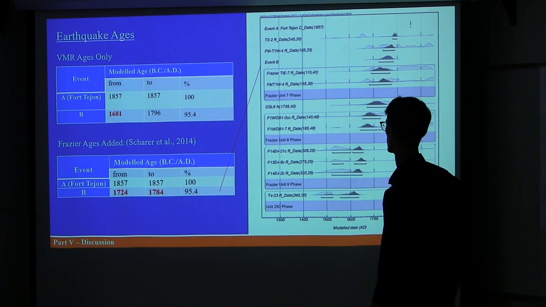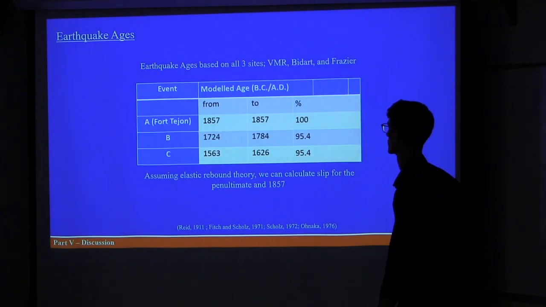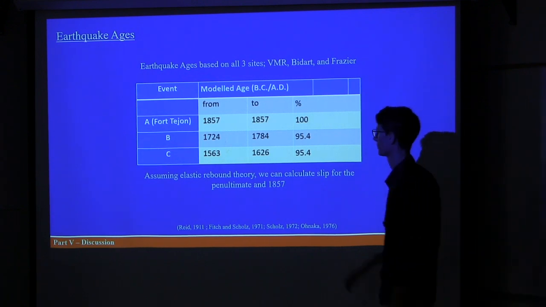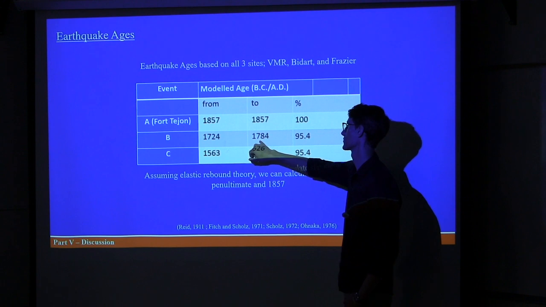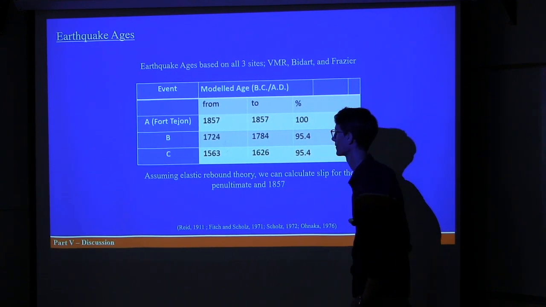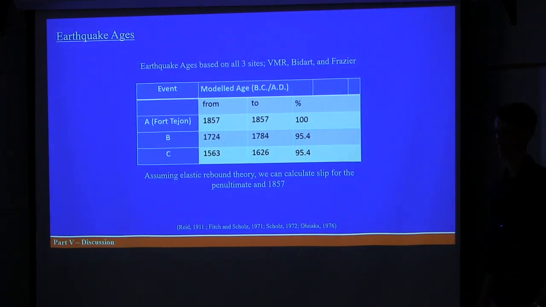And then finally, we put them all together. So earthquake ages based on all three sites, VMR, Bedart, and Fraser. We get, again, a tightly constrained penultimate earthquake, about a 60-year window, and then event C between 1563 and 1626.